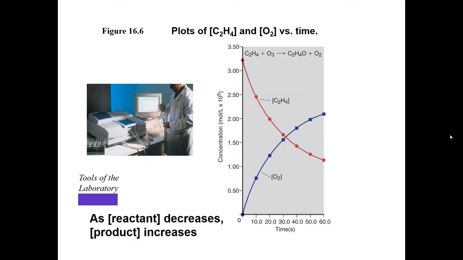So for both of these, is the rate faster at the beginning of the reaction or at the end of the reaction? Beginning, okay? So rates are faster when our curve is more vertical, and as it becomes more horizontal, that means the rate is slower, okay? So we can use the slope of the graph to tell us what the rate is, okay?